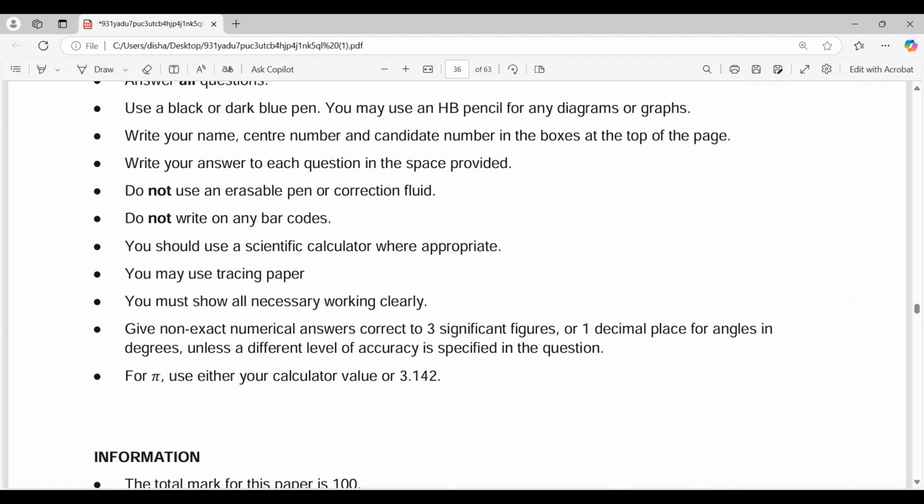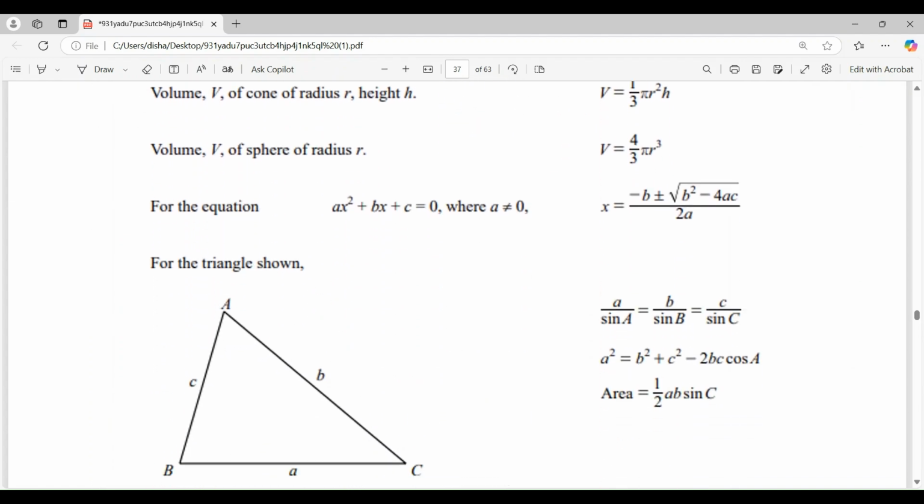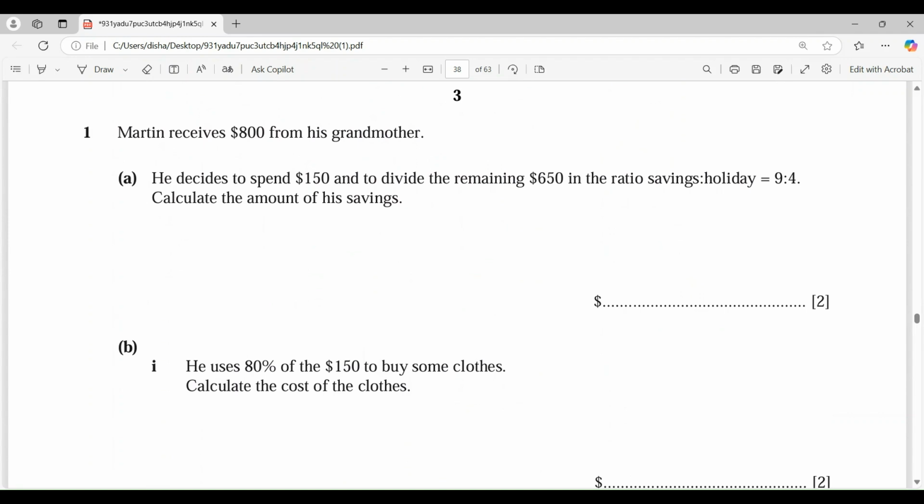Coming to the very first question: Martin receives $800 from his grandmother. He decides to spend $150 and to divide the remaining $650 in the ratio savings to holiday, that is 9 to 4. Calculate the amount of his savings. So $650 is divided in the ratio 9 to 4, and we have to calculate the amount of savings.